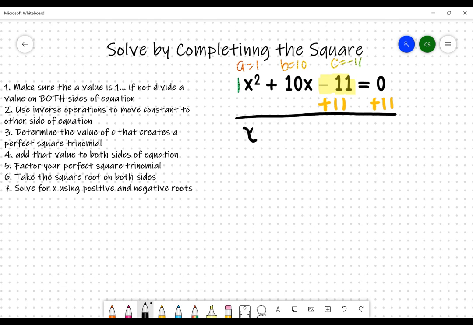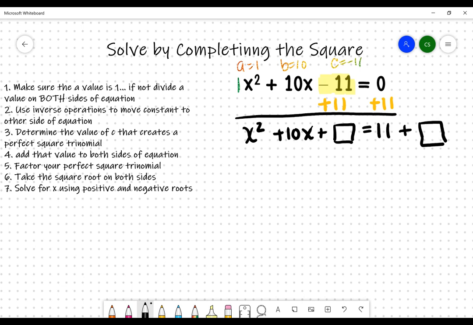All right, so then I get x squared plus 10x, and I have a little blank right here, equal to 11. Now it says determine the value of C that's going to create a perfect square trinomial. That is why we did our intro to completing the square yesterday. I need to figure out what number is going to create a perfect square trinomial. In the meantime, I'm going to add a box, a square actually, right there. The rules of solving equations say if I add a square to one side of the equation, then I have to add a square to the other side.